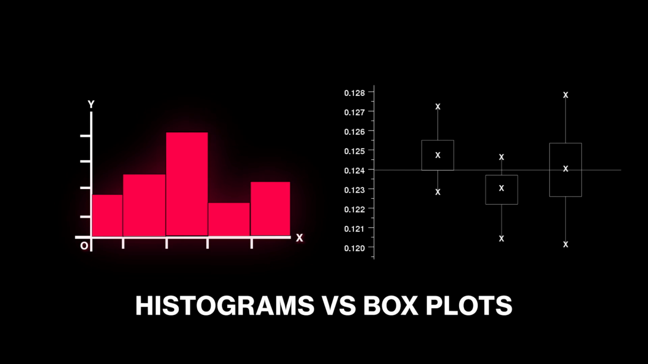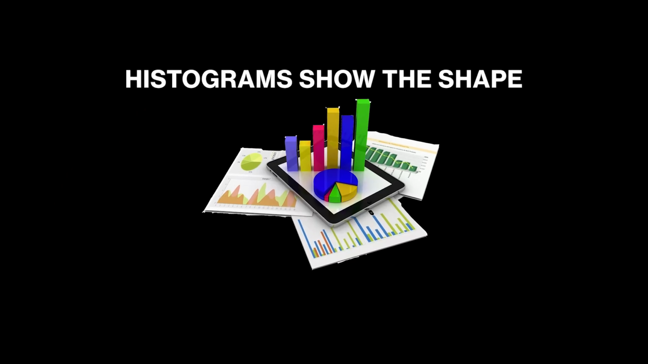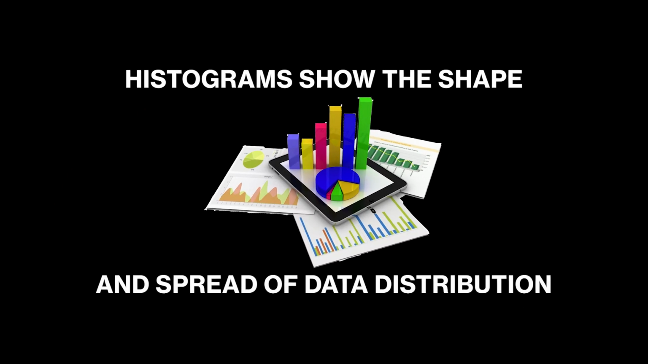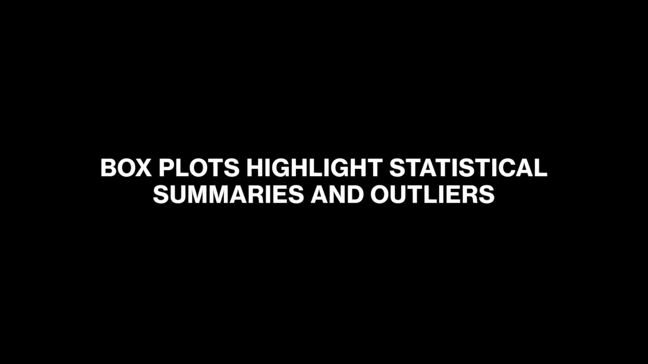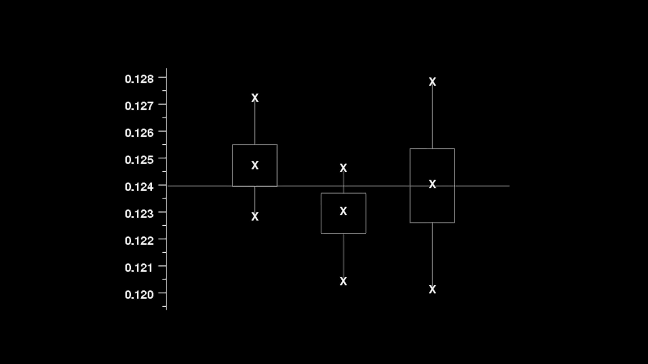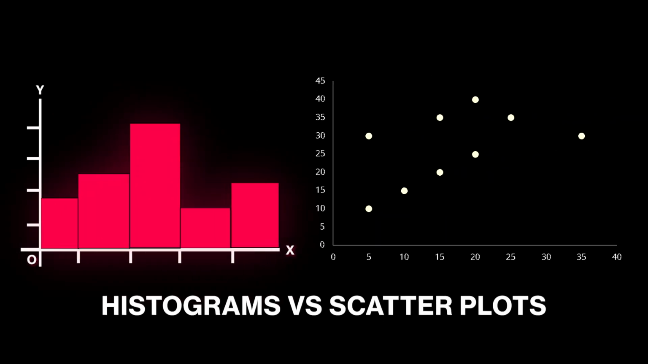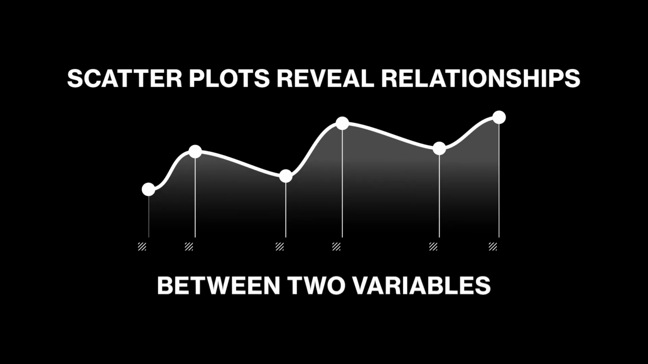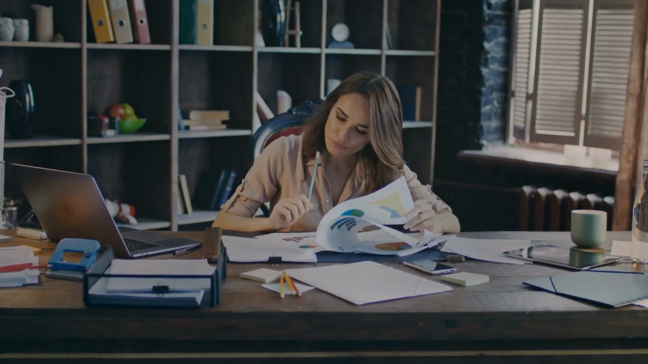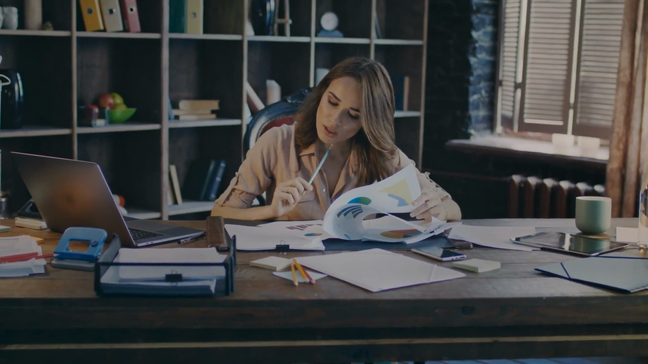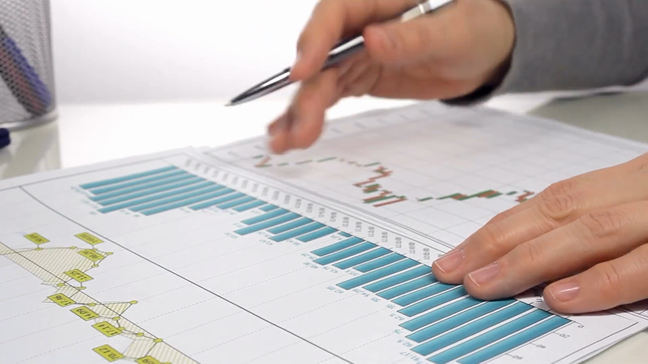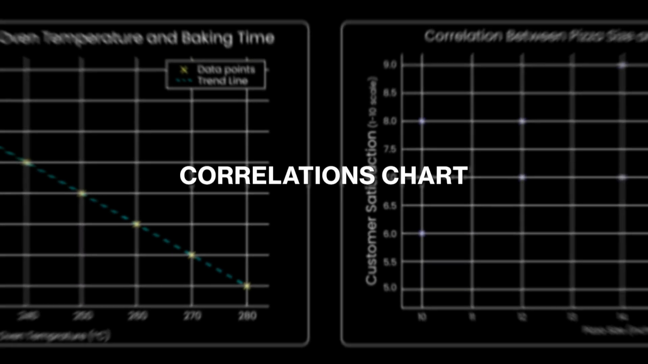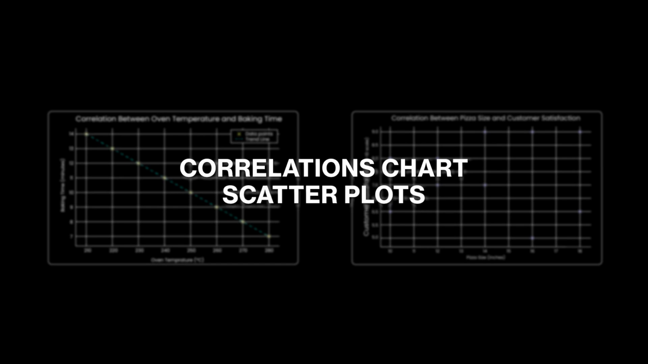Histograms versus box plots. Histograms show the shape and spread of data distribution. Box plots highlight statistical summaries and outliers. Together, they give you both the big picture and the key statistics. Histograms versus scatter plots. Histograms show how one variable is distributed. Scatter plots reveal relationships between two variables. Use both to understand not just your data distribution, but also how variables might influence each other. Check out our video on correlation charts and scatter plots for more insights.